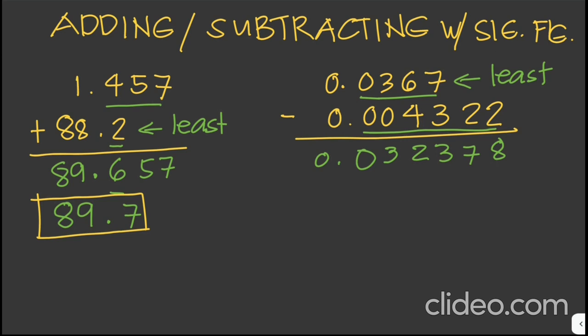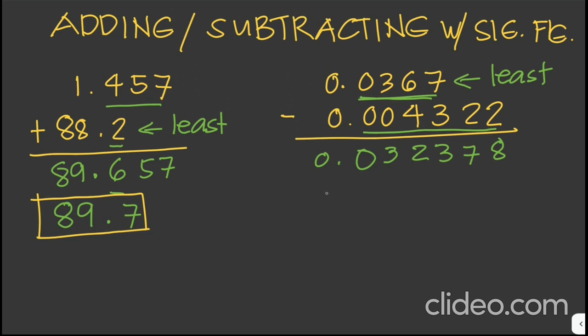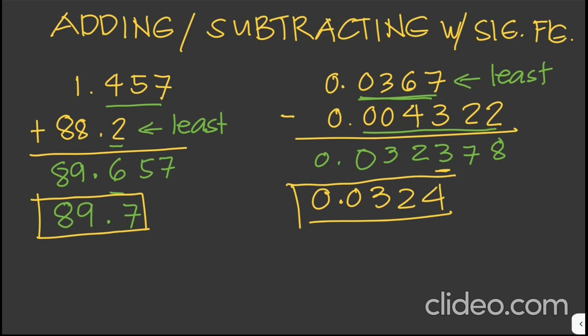0.032378. Since the least number of decimal places is 4, then we should round this off to 4 decimal places as well. So our answer would be 0.0324. Okay. 3 here becomes 4 because the number after 3 is 7. It's more than 5. Then we add 1 to 3. That's why it becomes 4. So this is the answer here. Okay, let's solve some more problems here.